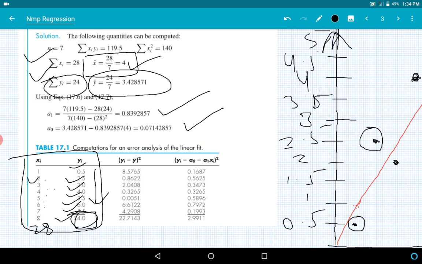And you can also calculate, see here, yi minus y bar square. So this is the error with respect to the mean of y, and this is the fit with a0 and a1. So this is the sum of squares. It is 2.9911. Then yi minus a0 minus a1 xi square. So this is the error square for all the points taken together, which is about 3. So this is the minimum error that we can get for this particular a0 and a1, right?